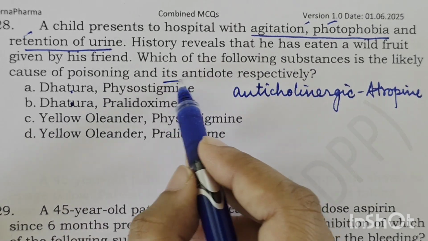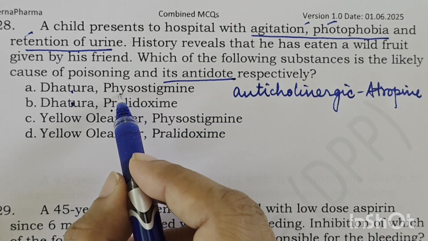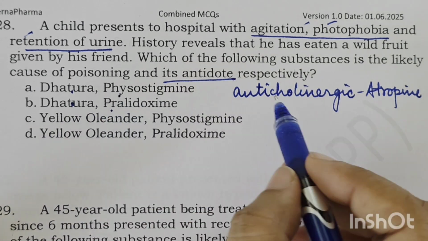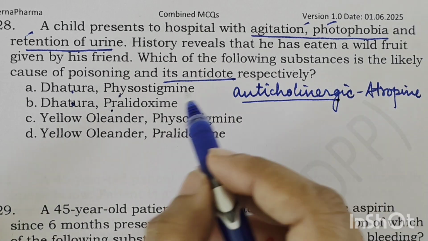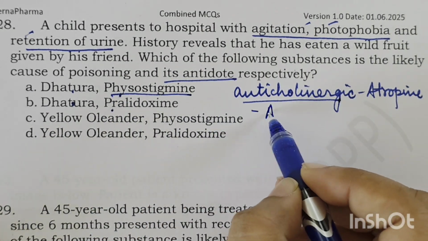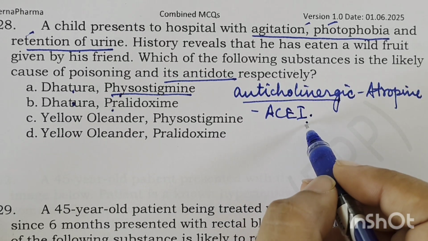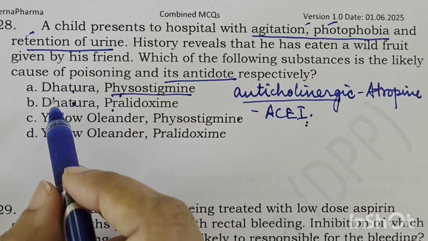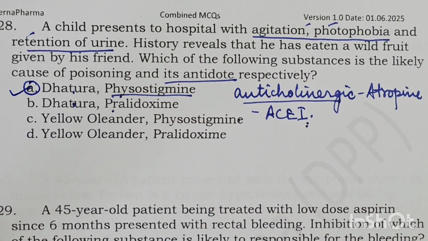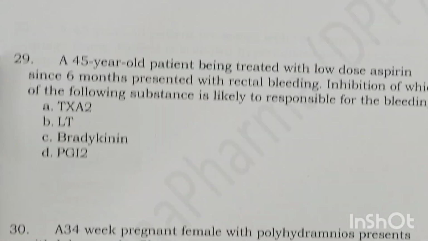Now what is the antidote? They are also asking the antidote. Is pralidoxime the antidote or physostigmine the antidote? In anticholinergic poisoning, physostigmine is the drug of choice. Physostigmine is an acetylcholinesterase inhibitor, an anticholinesterase. So this is used in the treatment of poisoning by atropine. So the right answer here is dhatura and physostigmine.